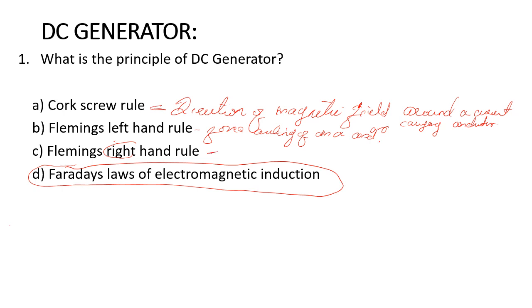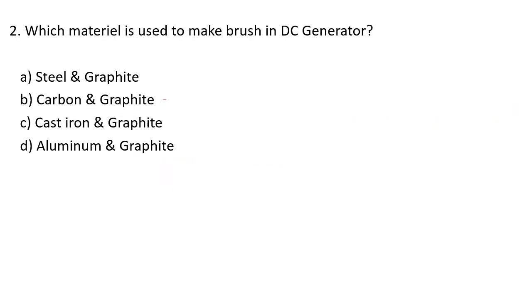So we should go through these four options. The answer will be that the principle of DC generator is nothing but Faraday's laws of electromagnetic induction.